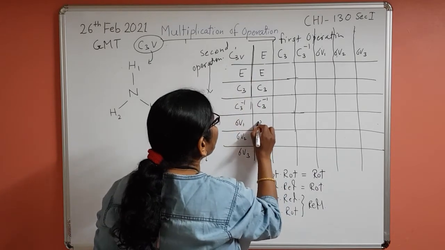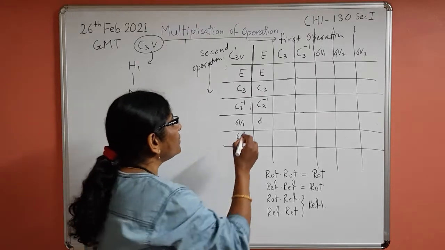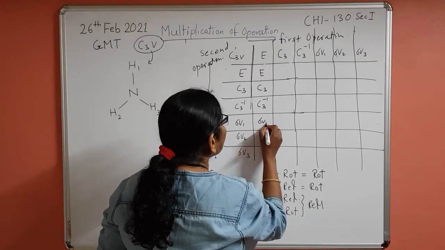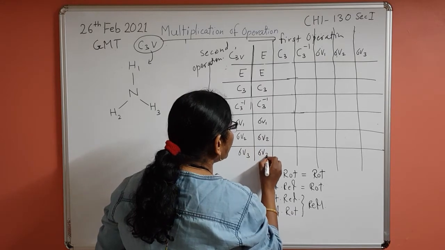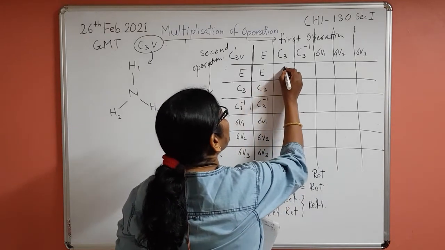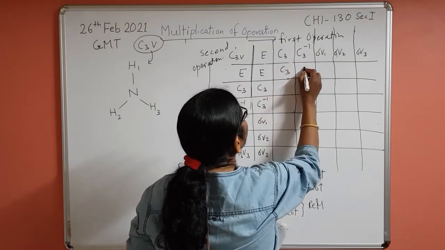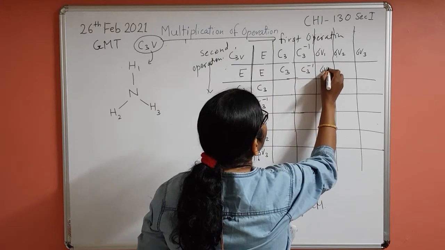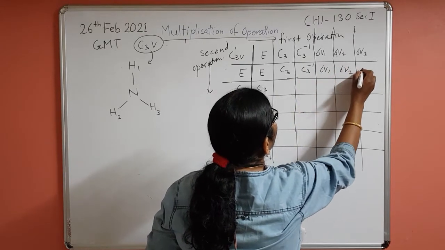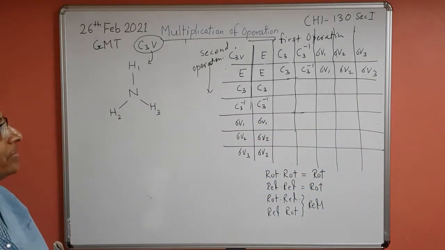Identity into sigma V1: all of you know that in the C3V point group we have 3 sigma V's, sigma V1, V2 and V3. So here sigma V1, here sigma V2, and here sigma V3. Similarly, we can write the same operations over here. C3 inverse into identity will come C3 inverse. Sigma V1 into identity, sigma V1, sigma V2 and sigma V3, right? So till this it is okay, we can write.